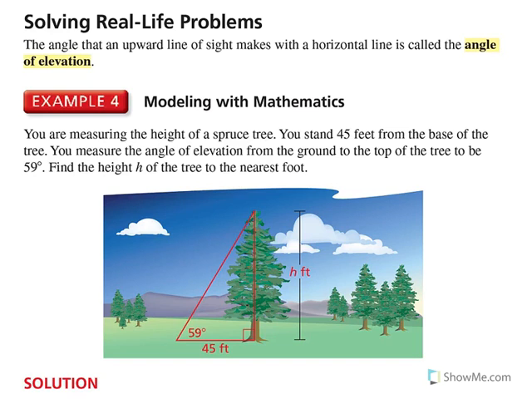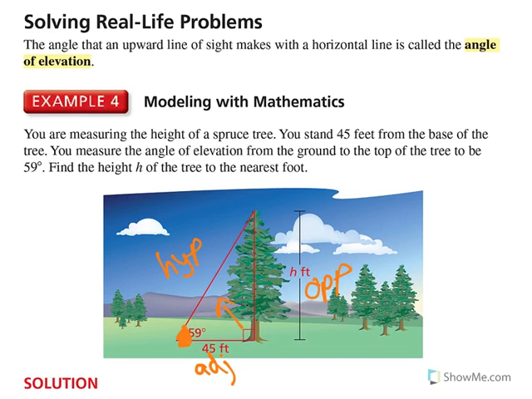So in this problem, it says we're going to measure the height of a spruce tree. It says you stand 45 degrees from the base, and you measure the angle of elevation from the ground to the top of the tree to be 59 degrees. Okay, so find the height of the tree to the nearest foot. So when we look at this, if this is our angle here on the bottom, this is our reference angle that we're talking about. If I'm using this angle, then across from it is my opposite. Right next to it is my adjacent. Across from the 90-degree angle is always my hypotenuse.